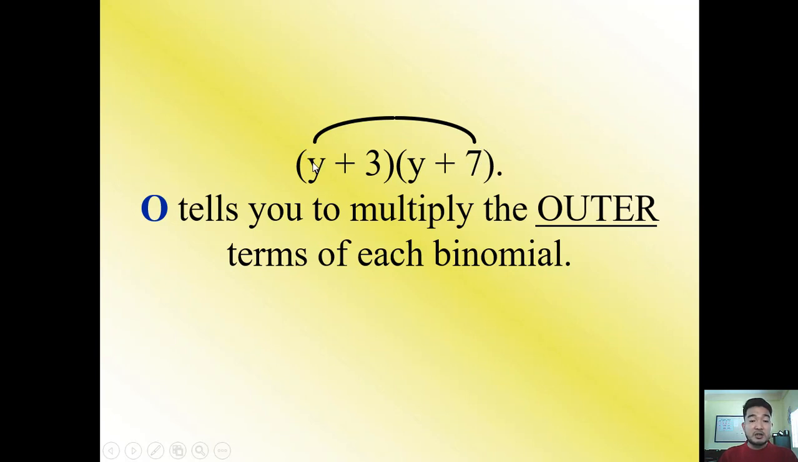We multiply these two, y times 7 is equal to 7y. So we already have y squared plus 7y. Yung y squared, that's the product of the first two terms, no? Y times y. Then we continue.